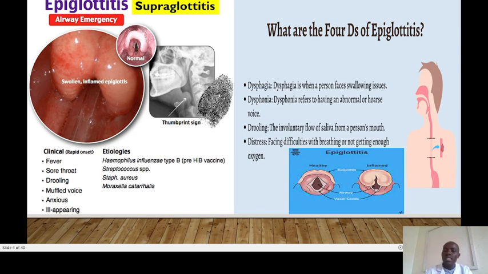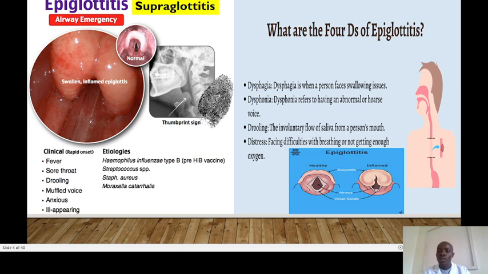Okay? Epiglottitis is normally associated with the 4 Ds that you'll hear people talking about. The first D is dysphagia, when a person has difficulty swallowing. Dysphonia is when someone has an abnormal or hoarse voice. Then drooling, which is the involuntary flow of saliva from a person's mouth. And lastly, distress, where you are facing difficulties with breathing or getting enough oxygen.